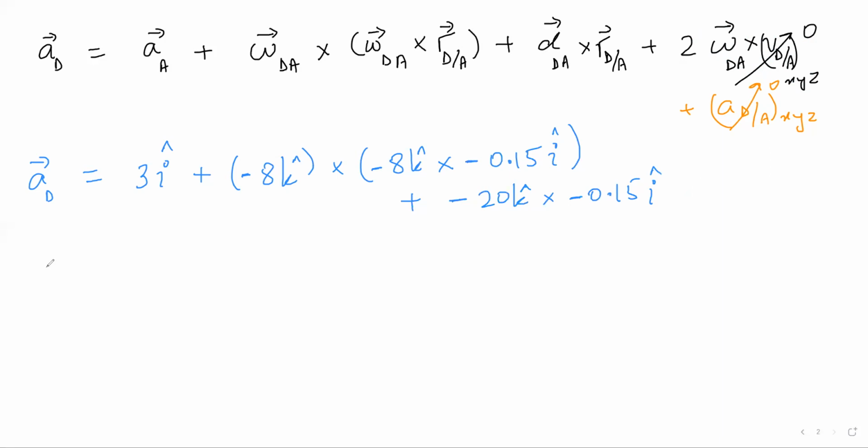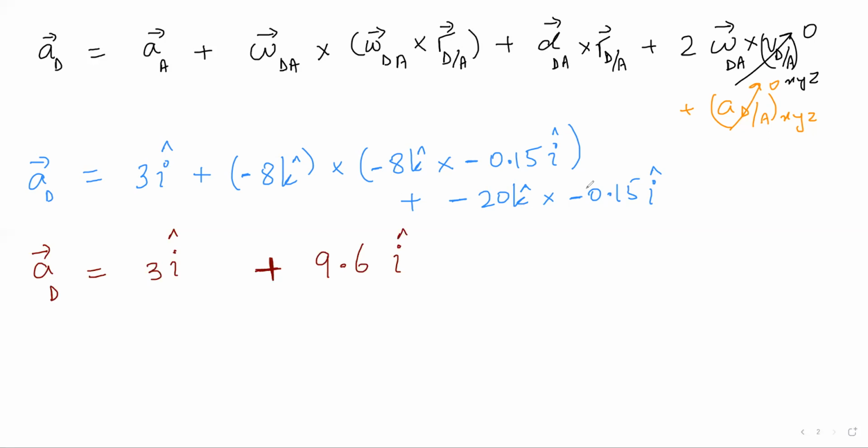Okay, so AD comes out to be, I don't know, 3i, then 8 8s are 64. 64 into 0.15 was 9.6, right? And K cross I is a J, positive J, K cross J is a negative I. Like this. Okay, K cross I is a J, K cross J is a negative I, I think. So, correct? I'm just writing too fast, so there is a possibility of mistake.